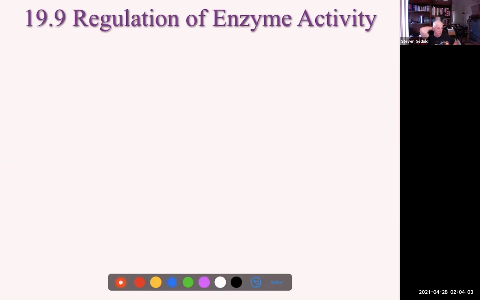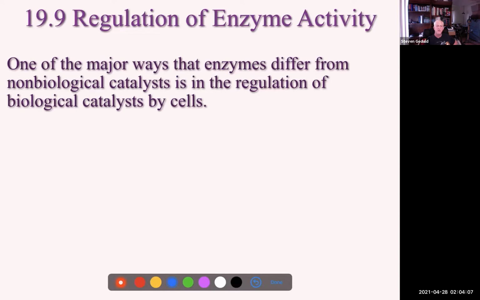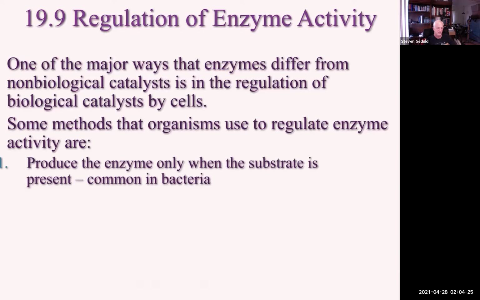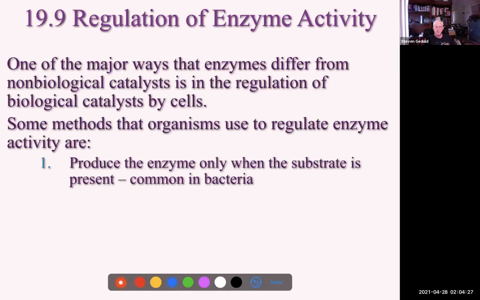Okay. Regulation of enzyme activity. All right. One of the major ways that enzymes differ from non-biological catalysts is in the regulation of biological catalysts by cells. Okay, so it's going to regulate within the cell for catalyzing that reaction. So some methods that we're going to use to regulate their enzymes, okay, are they produce the enzyme only when the substrate is present. This is common in bacteria. So we have ways to modify how we're going to use these enzymes in the body.